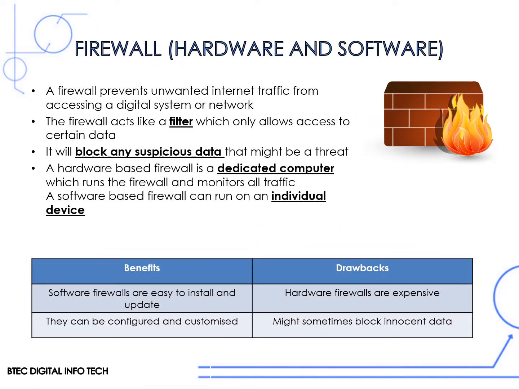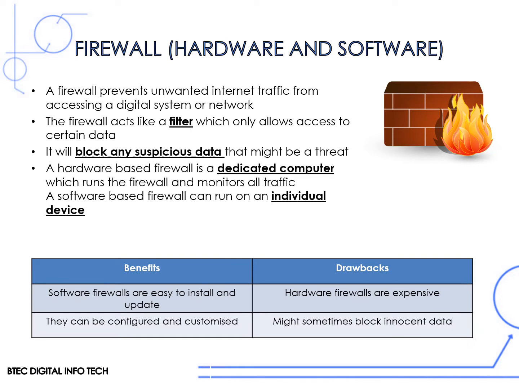A firewall prevents unwanted internet traffic from accessing a digital system or network. It essentially acts like a filter which only allows access to certain data. A firewall will block any suspicious data that might be a threat. There are two different types of firewalls that we can get, a hardware-based and a software-based firewall. A hardware-based firewall is a dedicated computer which runs the firewall and monitors all traffic. However, a software-based firewall can run on an individual device.